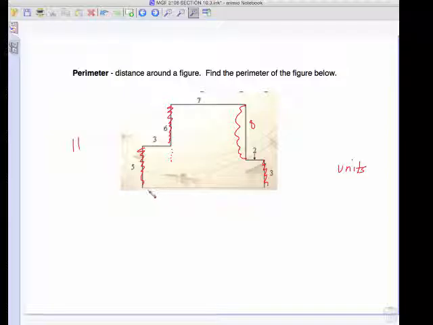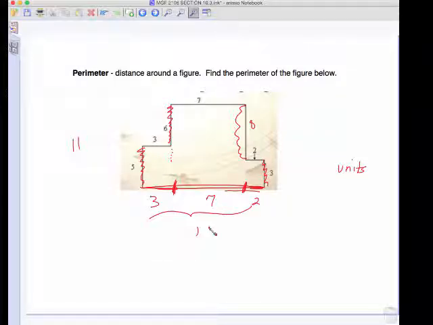To get this bottom part, I know from here to here is 3, and I know from here to here is 7, and that little piece over there is 2. So to find these missing sides, you just need to look directly opposite and use those same numbers. So this whole bottom is 12, and then I just want to start here and start adding them up.